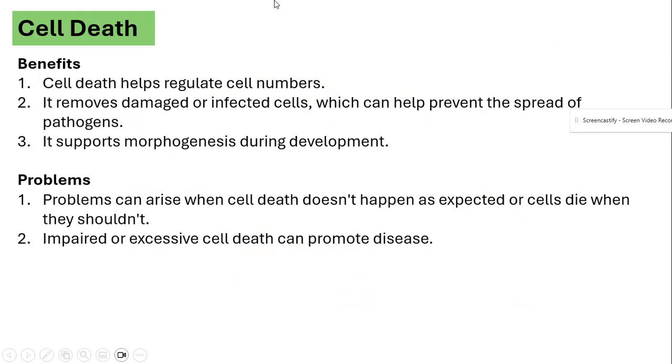Cell death benefits: it helps regulate cell numbers. It removes damaged or infected cells, which can help prevent spread of pathogens. It supports morphogenesis during development. Problems can arise when cell death doesn't happen as expected, or cells die when they should not. A healthy cell dying is a problem. Impaired or excessive cell death can promote disease. Too many cells dying is also not good. Impairing or stopping cell death can promote disease.